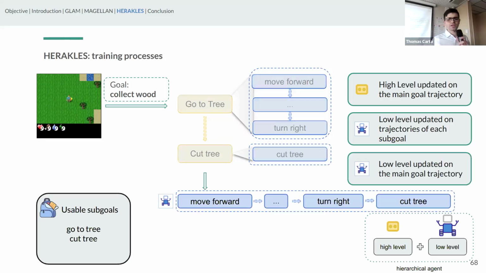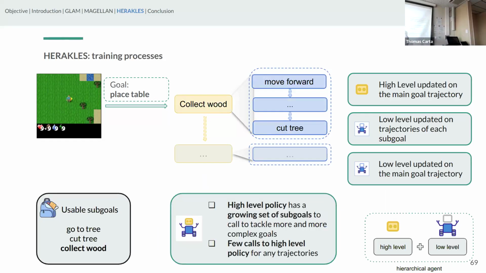And finally, and crucially in the case of Heraclis, we are concatenating all the elementary actions made by the low-level policy and relabeling them with the main goal, collect food, such that we compile the hierarchical policy into the low-level policy. And after some time of training, we get a low-level policy that is able, for instance, to collect food here. And collect food can be added to the usable sub-goals. And when the hierarchical agent tries to tackle a more complex goal, such as place table, the high level can directly reuse the sub-goal collect food.